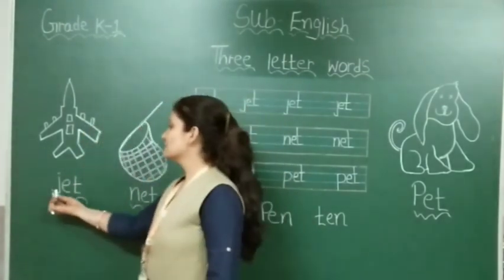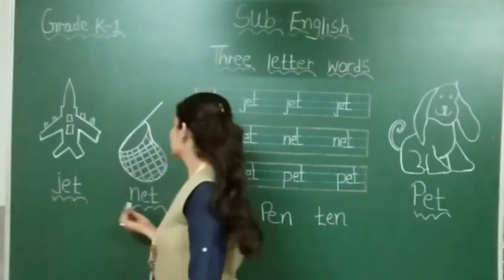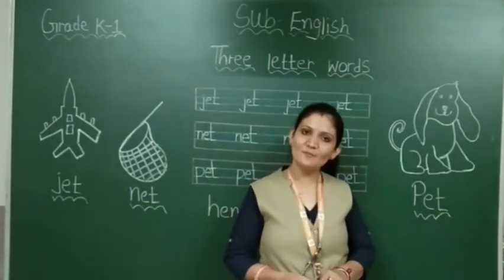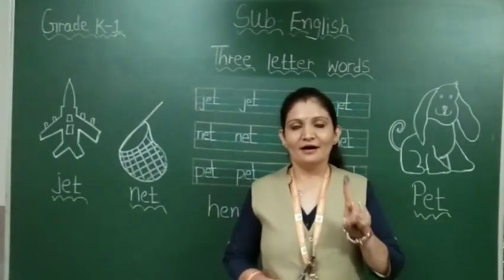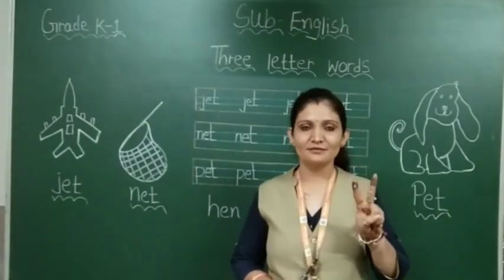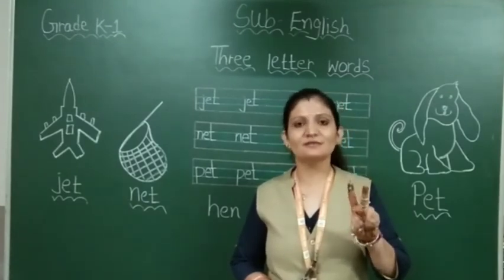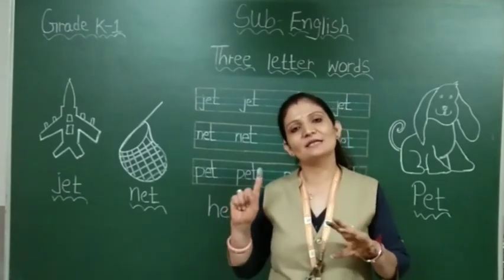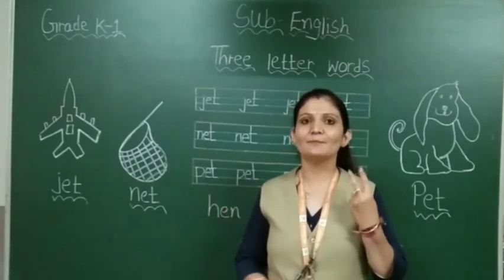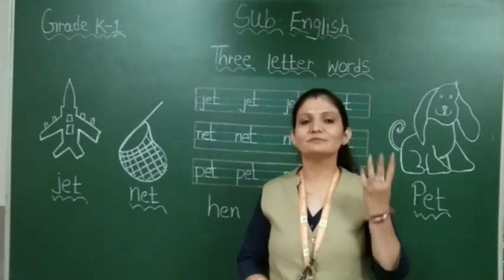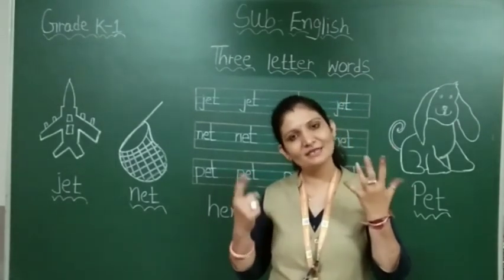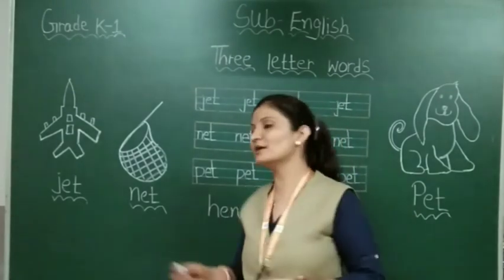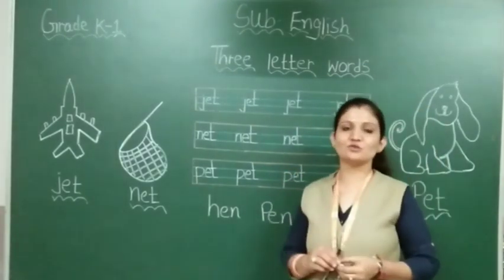Now, fourth one is J-e-t, jet, then N-e-t, net, and then P-e-t, pet. Okay? Hen, ten, pen, jet, net, pet. Hen, pen, ten. Then jet, net, pet. Okay? I hope you understood these six three letter words of E sound.